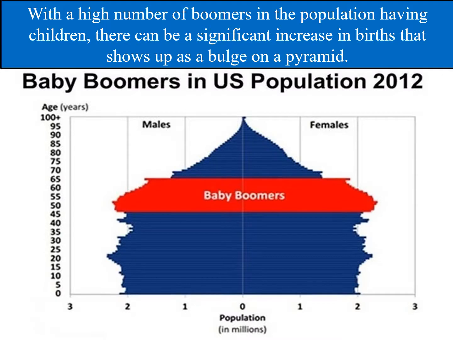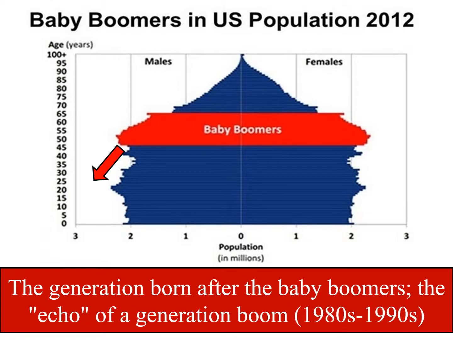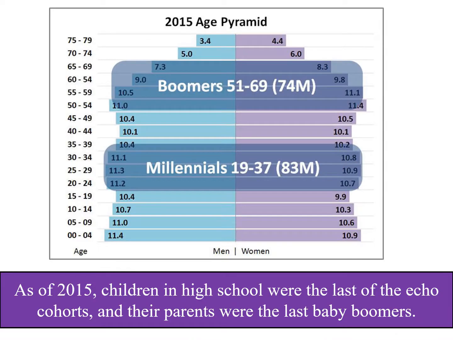With a high number of boomers in the population having children, there can be a significant increase in births that show up as a bulge on the pyramid. Since this increase reflects an earlier baby boom, it's called an echo boom. An example of this would be the millennial generation, whose parents are baby boomers. So millennials are an example of this echo boom, this time period from the 1980s to the late 1990s where baby boomers were having children. As of 2015, children in high school were the last of the echo cohorts, and their parents were the last baby boomers.